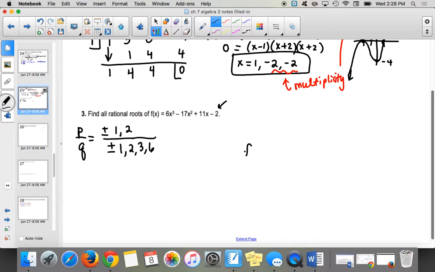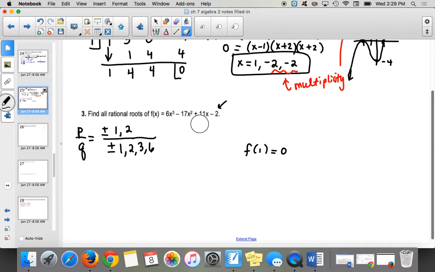Because if you can plug in 1 into the function and get 0 out, that also means it's an x-intercept. So can you guys easily do that in your head? Some of you guys can. Like some of you guys are going to be like, oh, I have 6 minus 17 plus 11 minus 2. Would that work? No, it doesn't make 0, because you get negative 11 plus 11 is 0, and then minus 2, it's negative 2. It doesn't work.